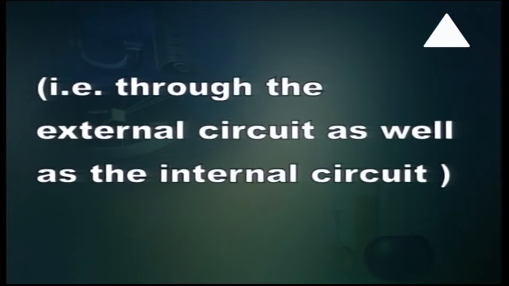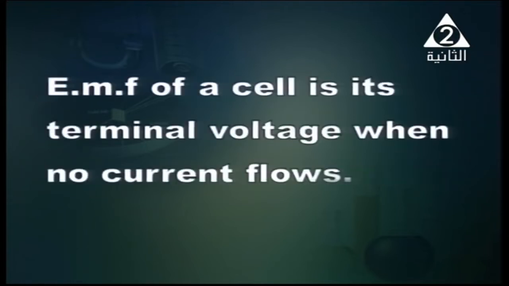The work required to transfer 1 coulomb through the external circuit, we call it terminal voltage. And through the battery itself, you call it internal voltage or lost voltage. And there is something very important. There is another definition of electromotive force of a cell. Electromotive force of a cell is its terminal voltage when no current passes, when no current flows.